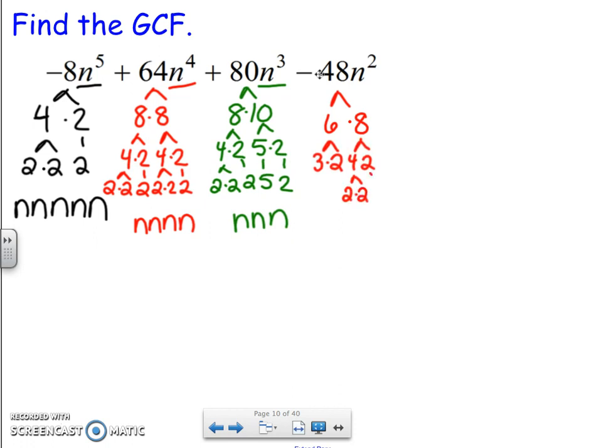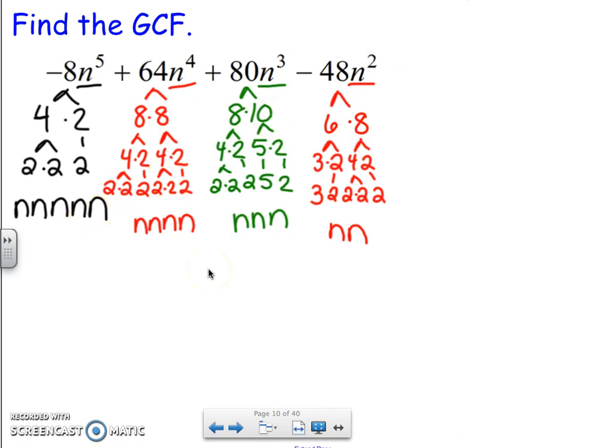Break down the 4 into 2 times 2. Bring down that 2, bring down that 2, and that 3. Okay, now you need to handle n², which would be 2 n's. Okay, so now I need to see what they have in common.